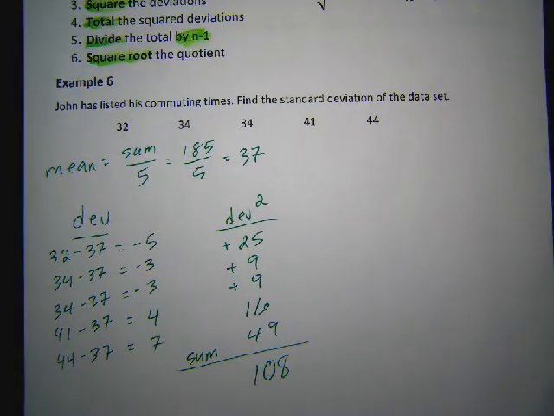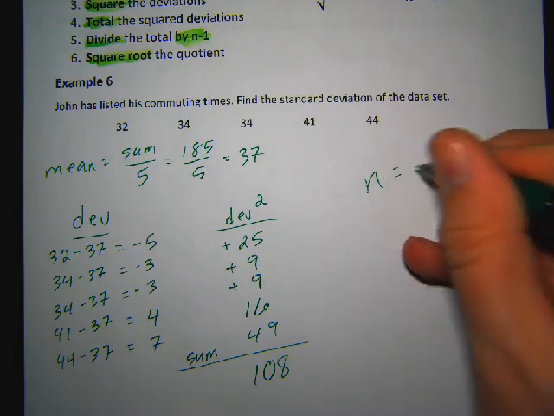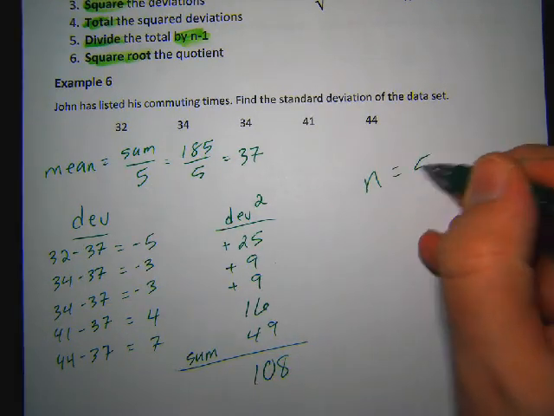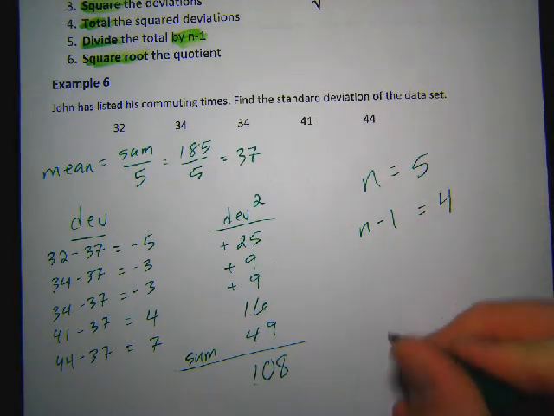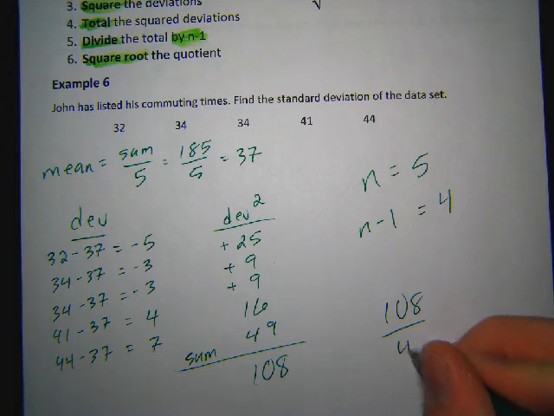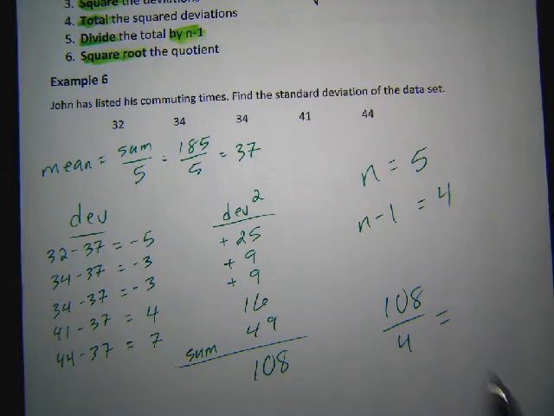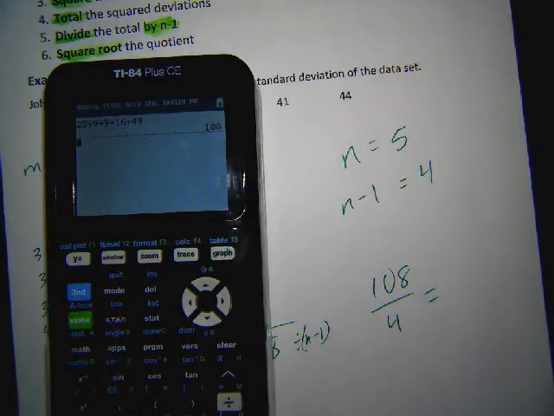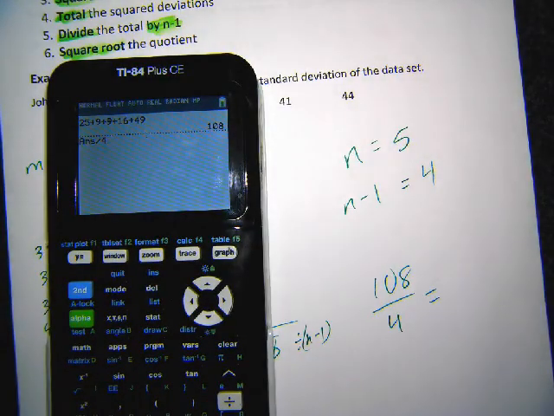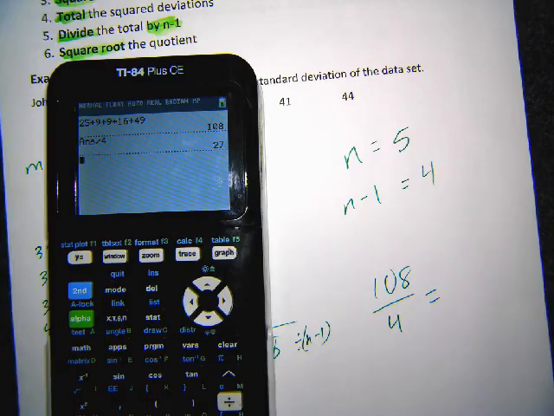Next, I want to divide by n minus 1. Well, notice n is 5, right? We already counted the number of values. We said there's 5. So n minus 1 is 4. So I'm going to take 108 and divide it by 4. So we always take this and divide by n minus 1. So 108 divided by 4. Just hit the divide key and then 4, and I got 27.